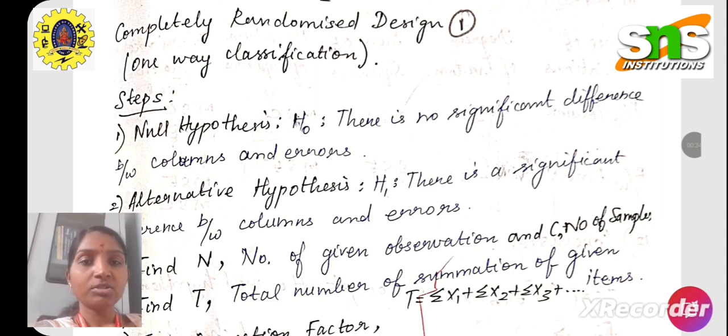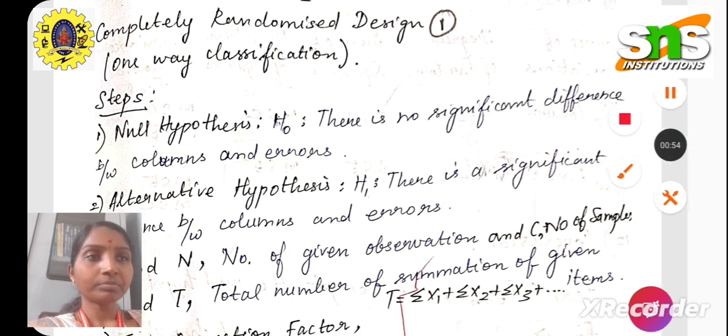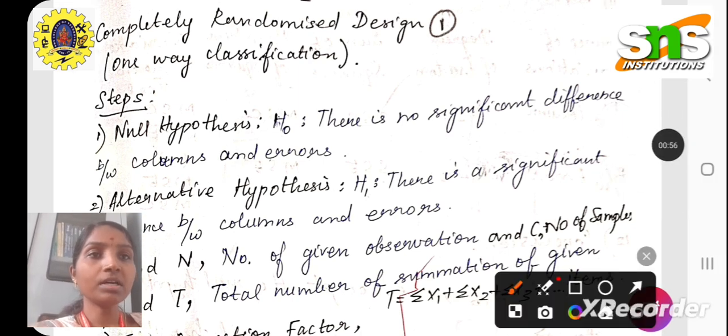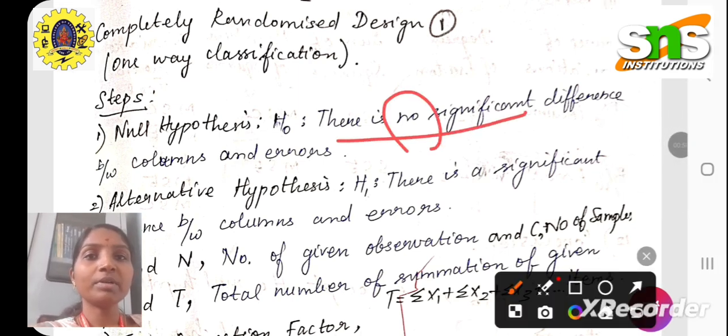Previously, we have seen the conditions, terms and terminologies used in the ANOVA classification and what is analysis of variance. And today we are going to see the procedure for it. In step number 1, we will be framing the null hypothesis. This null hypothesis is denoted by H0, wherein we will be saying there is no significant difference between the columns and errors.